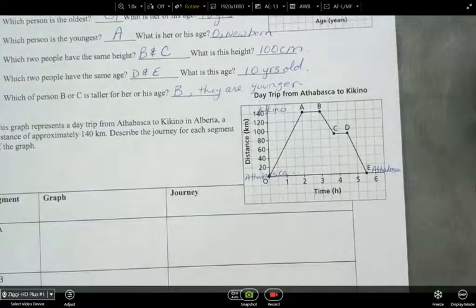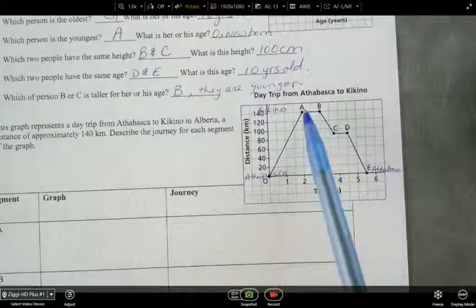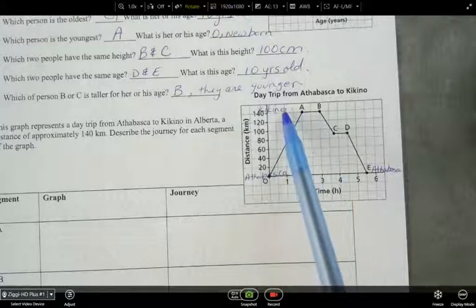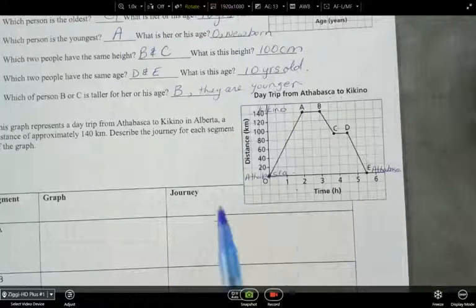Okay, so does that kind of idea make sense? Does that flow make sense? So you're starting off at Athabasca, and then you're going 140 kilometers away, which is Kikino, and then you're coming back to Athabasca. And now your distance from Athabasca is 0.